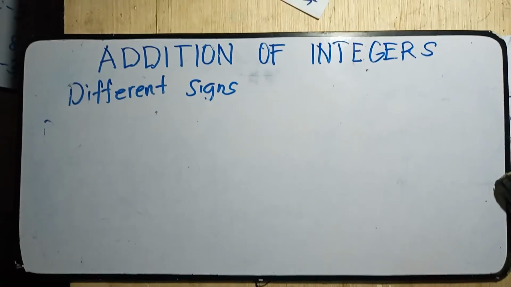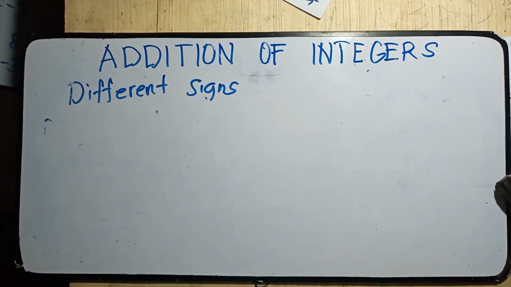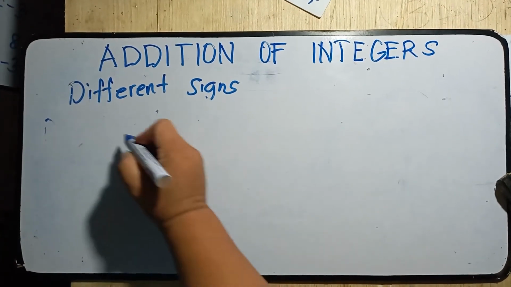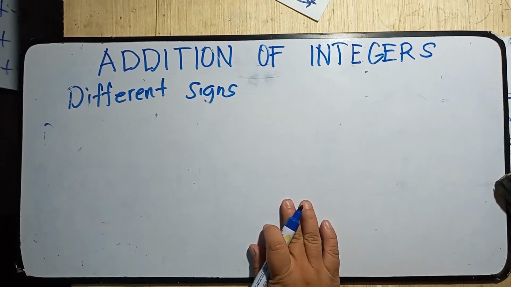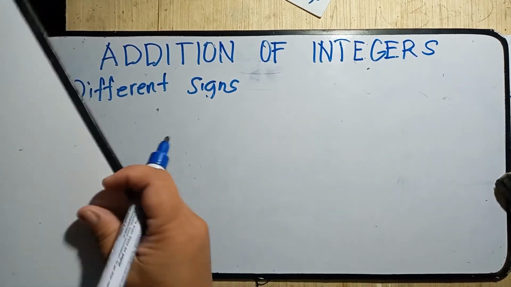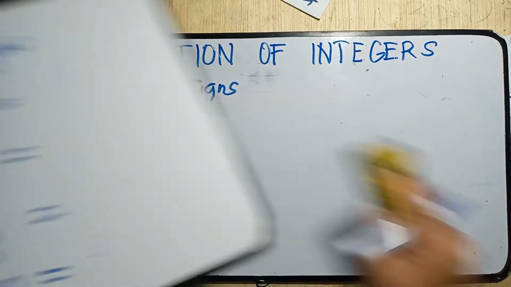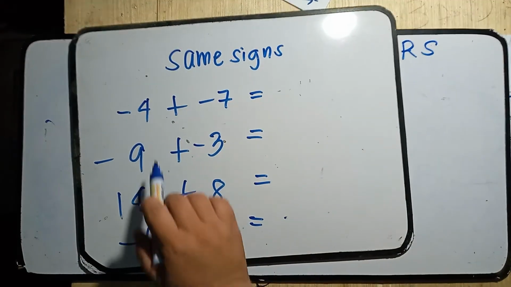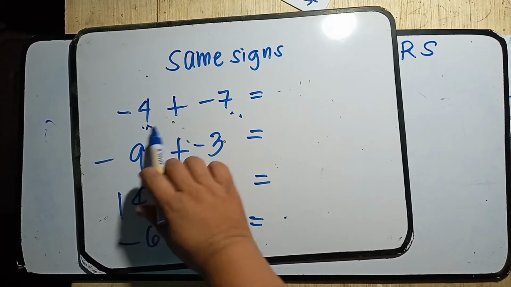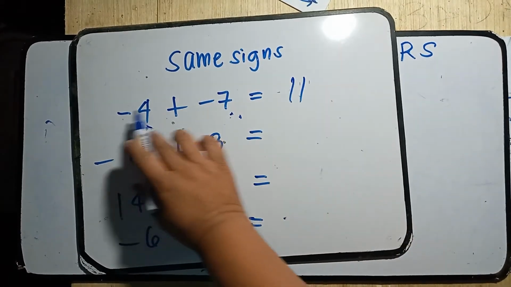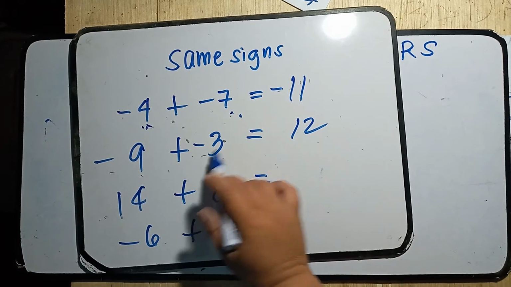Okay, mag-add tayo ng integers na magkaiba ang sign. Tagalog version. Okay. Pag mag-add tayo ng integers, titingnan natin kung same sign ba or different sign. Magkaiba ba o magkamuka. Pagka magkamuka yung sign, okay, remember, add mo lang yung positive equivalent nila or absolute value. 4 plus 7, 11. And then kunin mo lang yung same sign nila. 9 plus 3, 12. Same sign nila is negative.